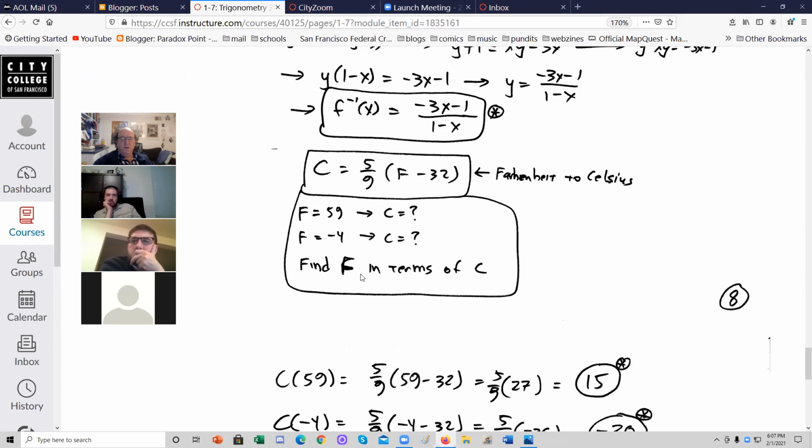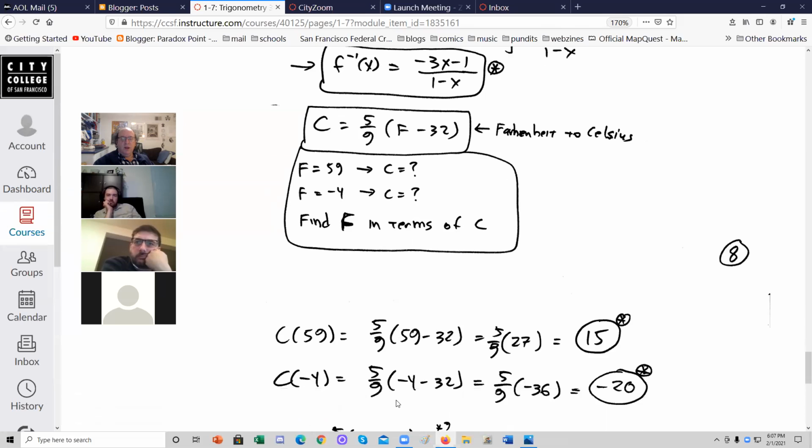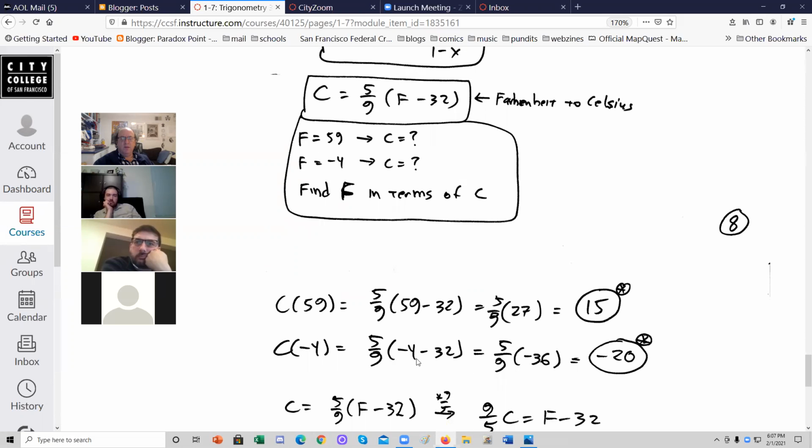For the first two, it's pretty simple. Just plug in 59 for F here. 5/9 of (59 minus 32), which is 5/9 of 27. And after some canceling, you get 15. So 59 Fahrenheit is 15 degrees Celsius. F equals minus 4, plug it in. C of minus 4 is 5/9 of (minus 4 minus 32), which is 5/9 times minus 36. And after multiplying, that's minus 20. So 4 below 0 in Fahrenheit is 20 below in Celsius.